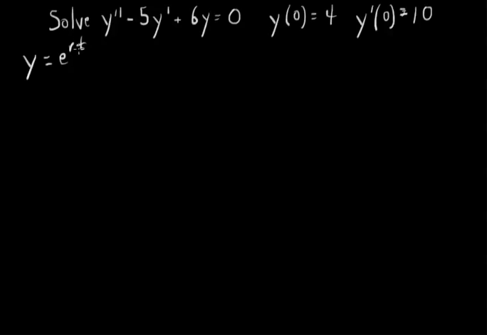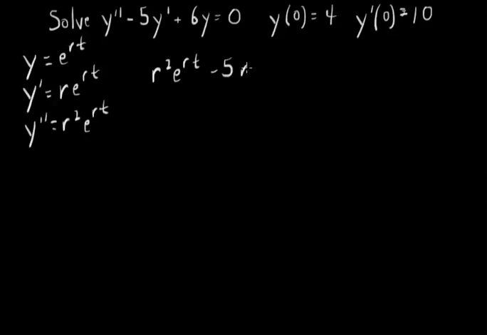e to the rt. Alright, so if we differentiate that, we get chain rule once, we get chain rule twice. Taking these expressions and plugging them in, what we get is r squared e to the rt minus 5r e to the rt plus 6 e to the rt equals 0.